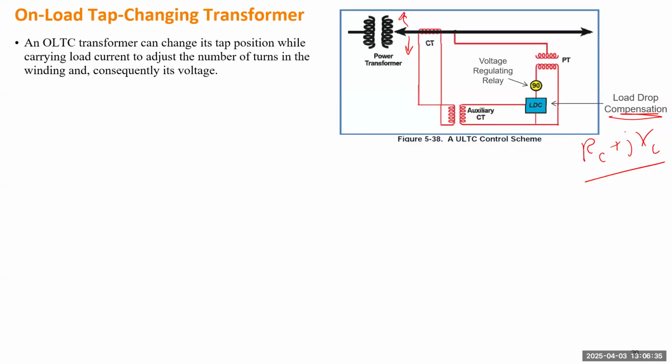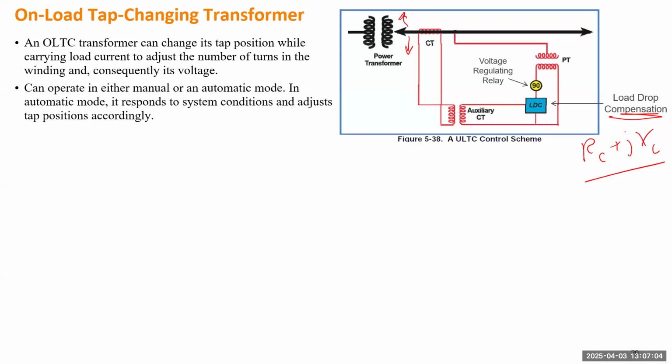So the transformer tap position can be moved by a discrete number of positions. Each position corresponds to maybe a small percentage of voltage change. For instance, if this transformer can vary voltage by 10%, and you have 16 tap positions, those 16 tap positions will divide that 10%. So each one will roughly give you maybe a few percent change in voltage.